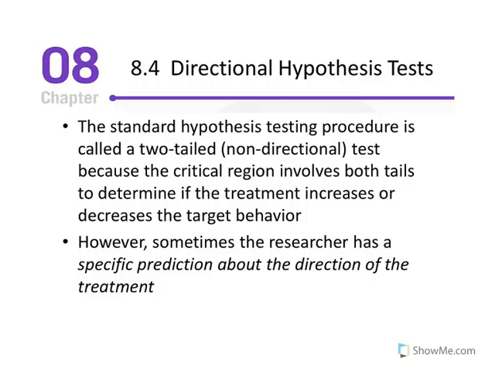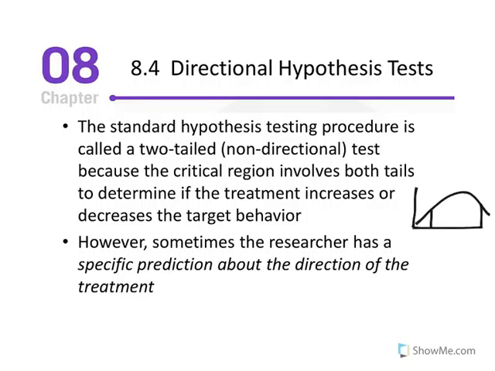The standard hypothesis testing procedure is called a two-tailed or non-directional test because the critical region involves both tails to determine if the treatment increases or decreases the target behavior. So that's what we've been working with thus far. We've set alpha values and identified the critical region based on the z-score. And we were looking at values.